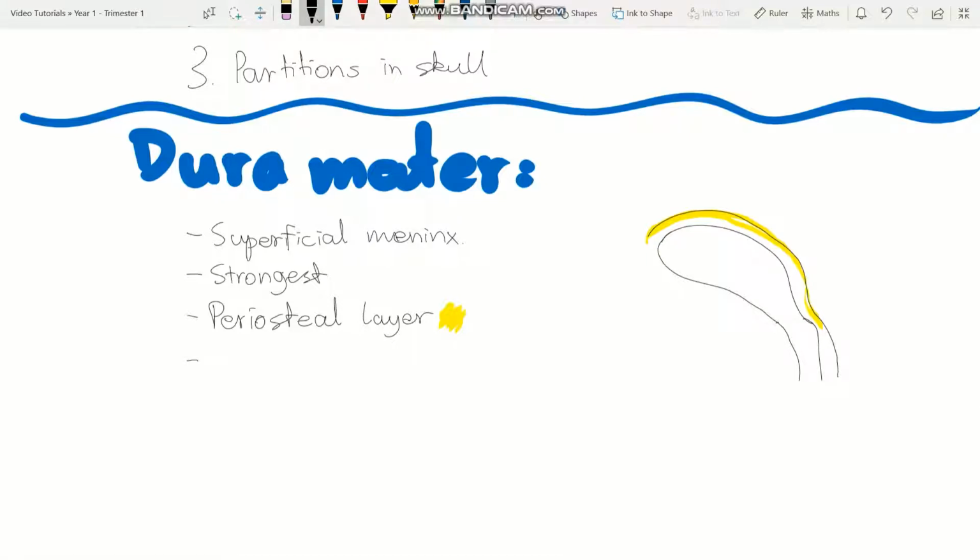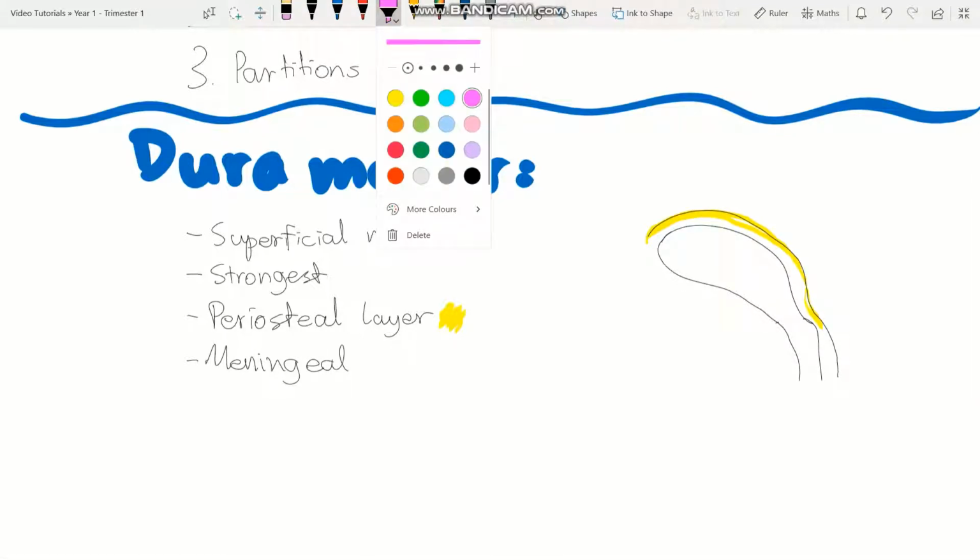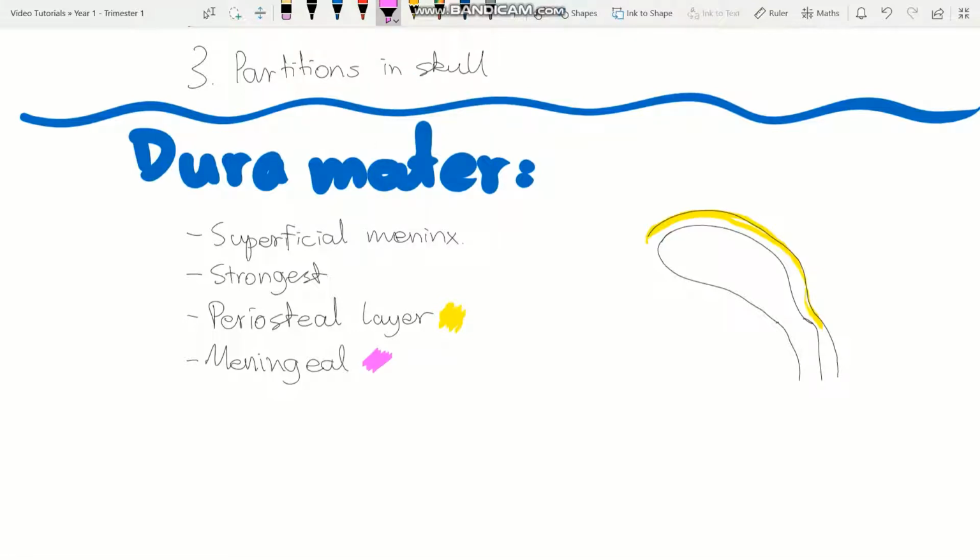On the other hand, the meningeal layer is present in both the spinal cord, or covering the spinal cord, and covering the brain. That's why we say actually that the dura mater is a bilayer meninx. So it will look something like that, with the meningeal layer going down into the spinal cord, and the periosteal layer staying up in the cranial cavity. So this is what basically allows for structural and mechanical protection of the brain, and it's the most superficial layer.